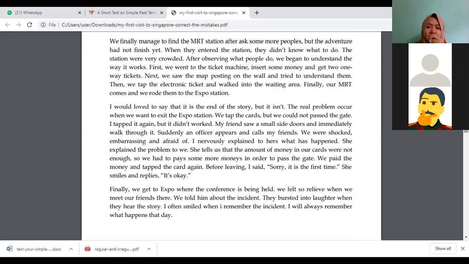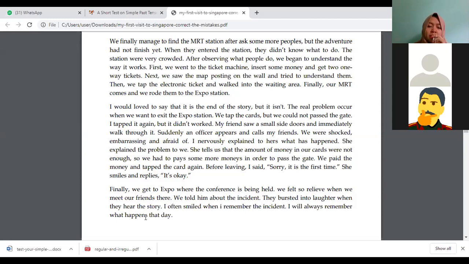Finally, we got to the expo where the conference was being held. We felt so relieved. When we met our friends there, we told them about the incident. They burst into laughter when they heard the story. I often smile when I remember the incident. I will always remember what happened that day.